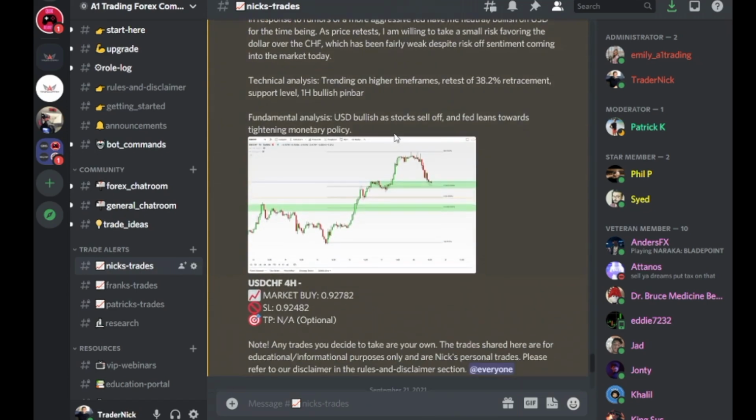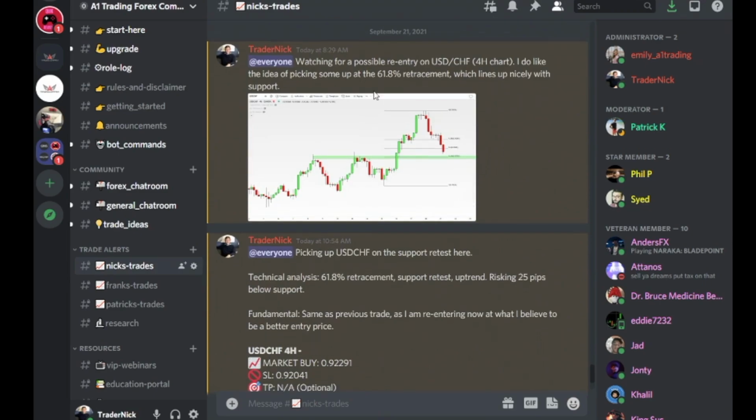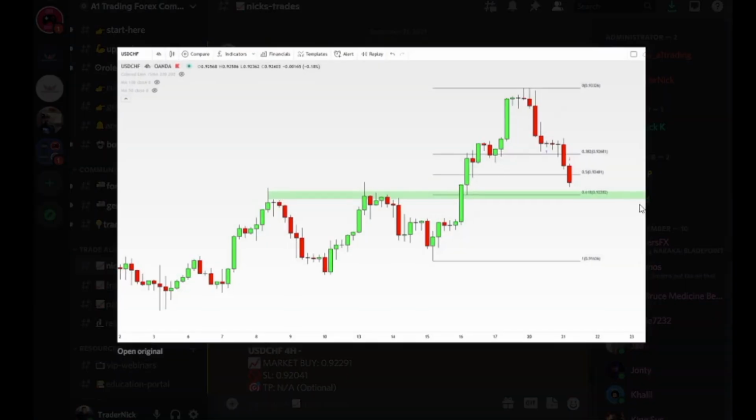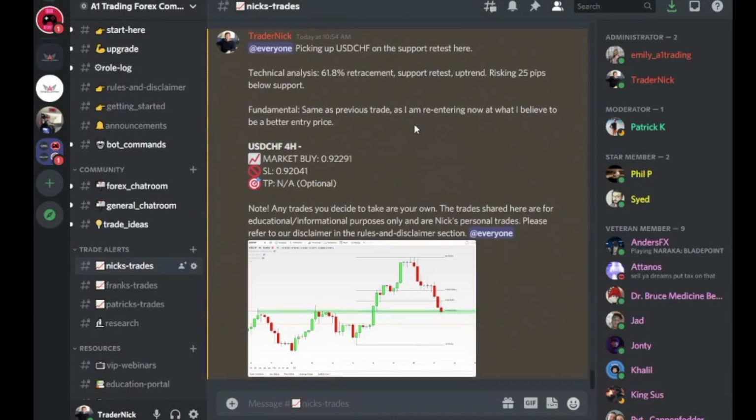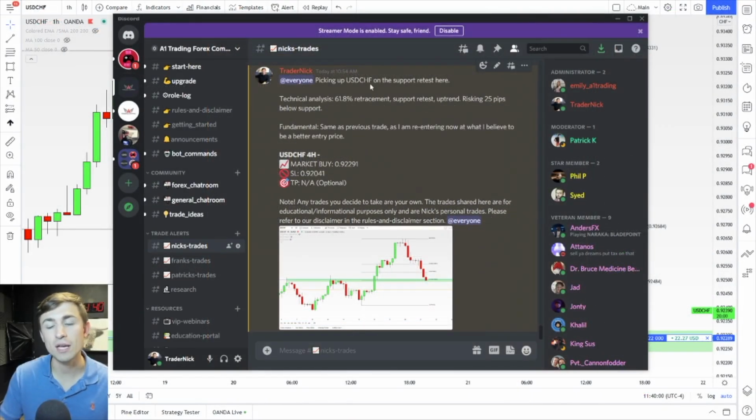So I shared the same fundamental reason. I said dollar is looking bullish as stocks sell off, and the Fed is leaning towards tightening monetary policy recently. I mentioned this morning that I was waiting for this pullback, finally got it, hit that 61.8, and that is what triggered me into the buy. So I shared the trade, put my market buy out there with my stop loss in place. And you may notice that I don't have a take profit on this trade.